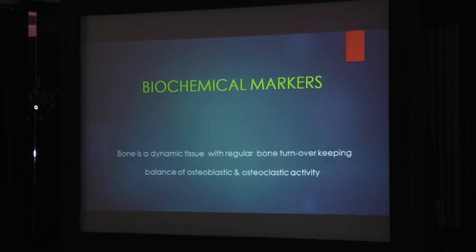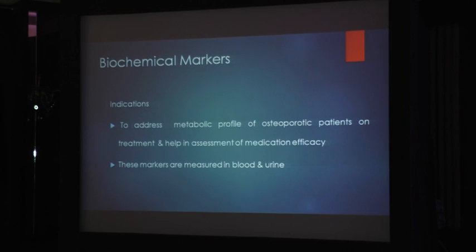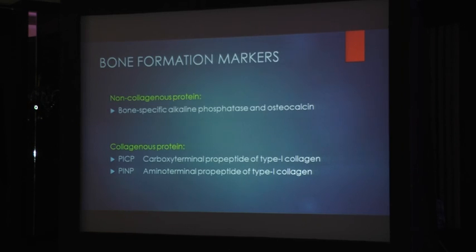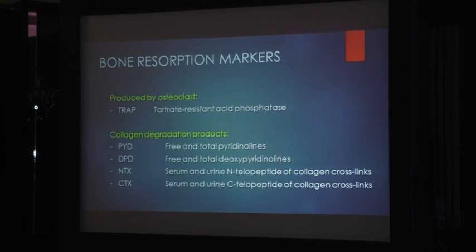Now come the biochemical markers. This has already been covered by the orthopedician in the panel. We get it done in the serum and the urine during the treatment to see whether the treatment is effective or not. Various markers are for bone formation, that is PICP and PINP, and the bone resorption markers, that is TRAP, PYD, DPD, NTX and CTX.